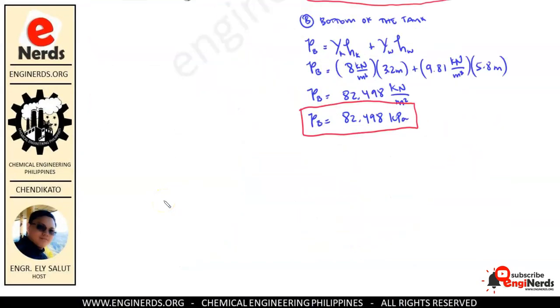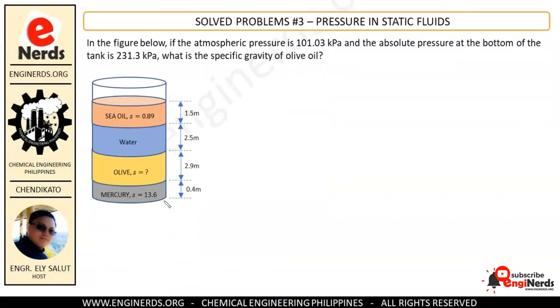Okay, so finally, our third problem. We have here now a tank, no? And here, makikita natin na iba't ibang types of fluid na yun nandito. In the figure below, if the atmospheric pressure is 101.03 kilopascal and the absolute pressure at the bottom of the tank is 231.3 kilopascal, what is the specific gravity of the olive oil?